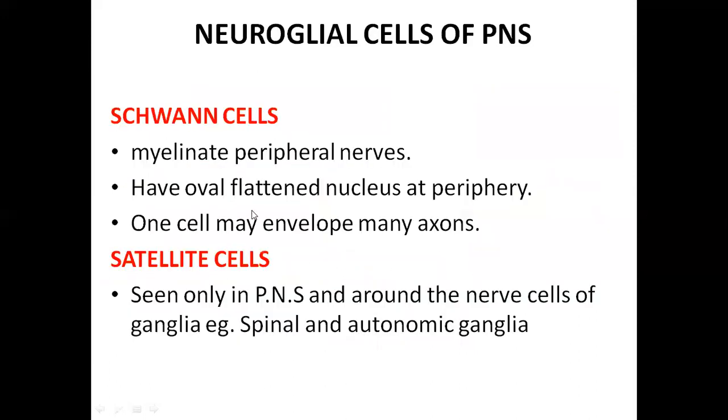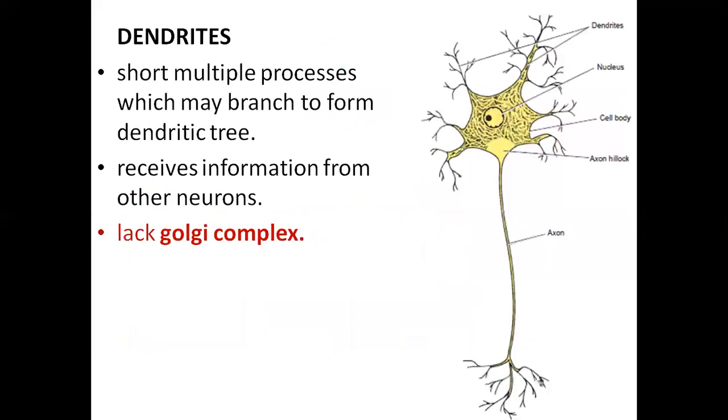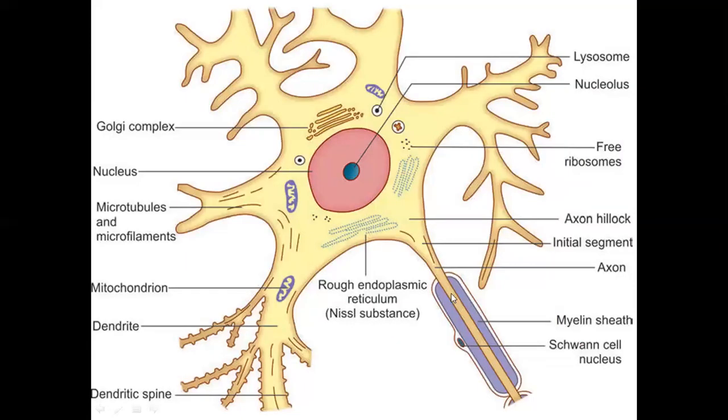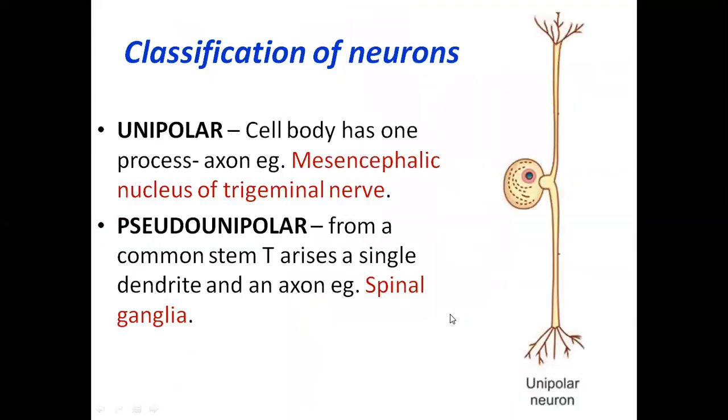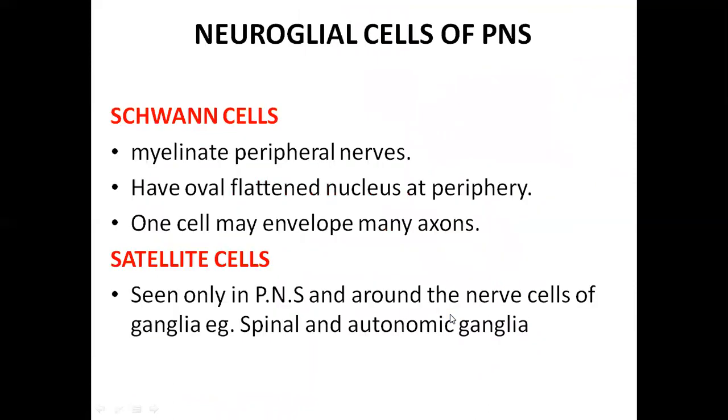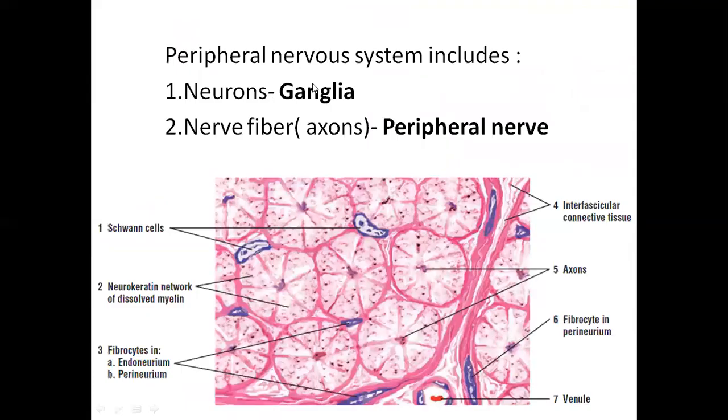The neuroglial cells of the peripheral nervous system, as you have just seen, are Schwann cells and satellite cells. Schwann cells I showed you when I was discussing the structure of a neuron, isn't it? This cell, which is concerned with the formation of the myelin sheath in the peripheral nervous system, is nothing but the Schwann cell. Myelinated peripheral nerves have an oval flattened nucleus at the periphery. One cell may envelop many axons. Then satellite cells we see only in the peripheral nervous system, around the nerve cells of ganglia, especially spinal and autonomic ganglia.